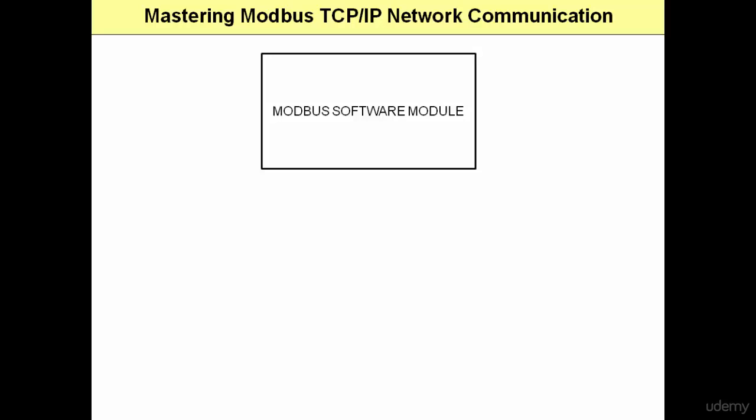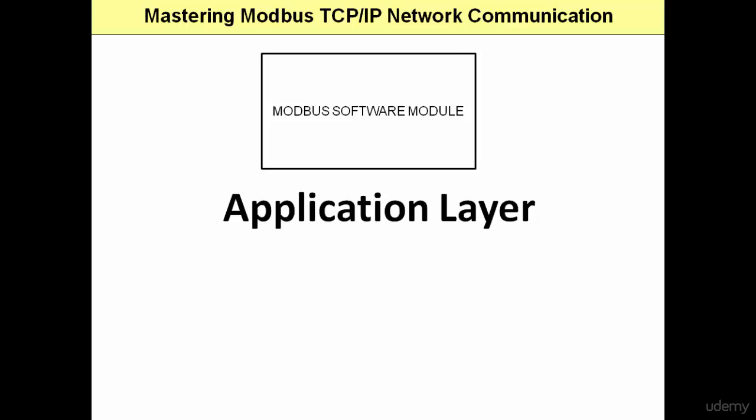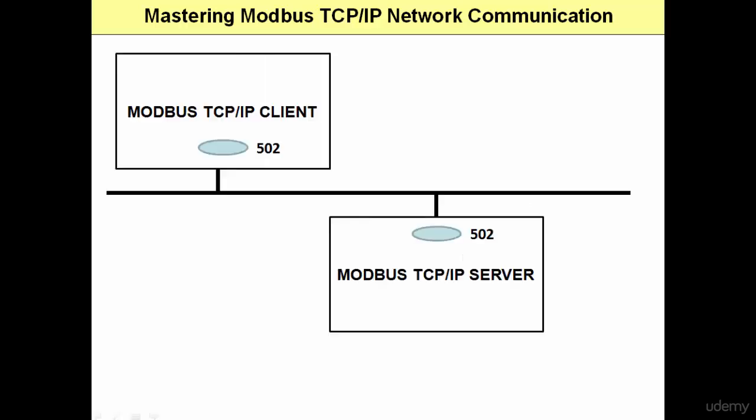Alright, so you will recall from the previous lectures that the Modbus software module in Modbus TCP/IP devices exists at the application layer. Hence, it is essentially, from a TCP/IP standpoint, an application. If it is an application, then it must use a particular port within TCP/IP. That's the rule. This, in fact, is exactly the case. The port number 502 is reserved for Modbus within TCP/IP. So let's see what that means from a communication standpoint.